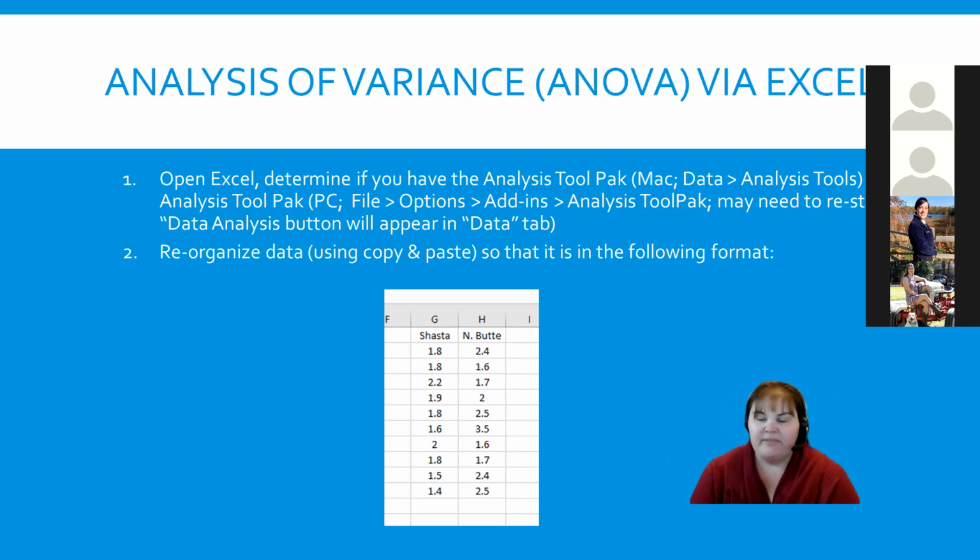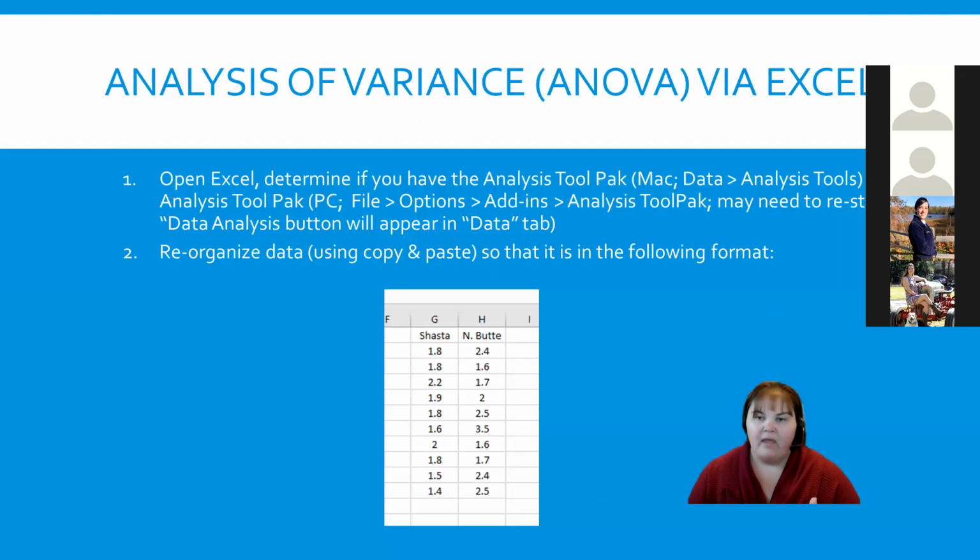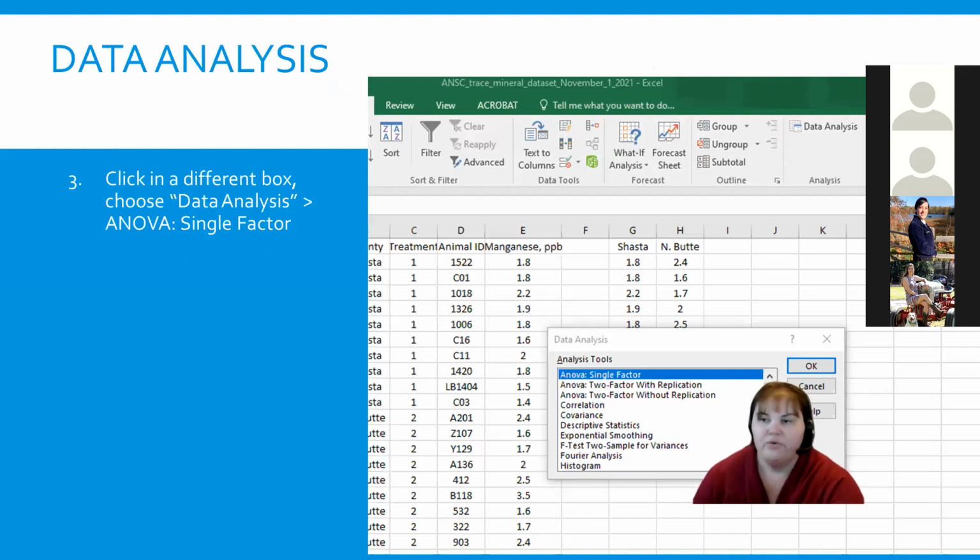All right, so our first step is to reorganize the data. So the data that we had in this example is going to be reorganized so that the data is in column form. And so all I did was copy and paste them. I created one column that is for the Shasta, the cows that grazed at the Shasta County location, and then a column for cows that were in the Butte location. The next step is to go to our data analysis tab, whether we're on a Mac or a PC, and we're going to select single factor ANOVA.